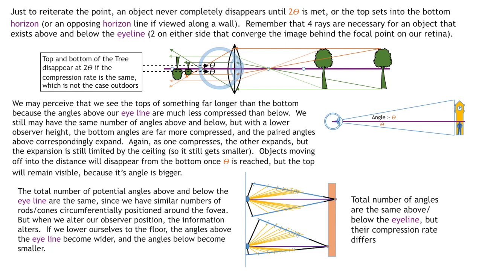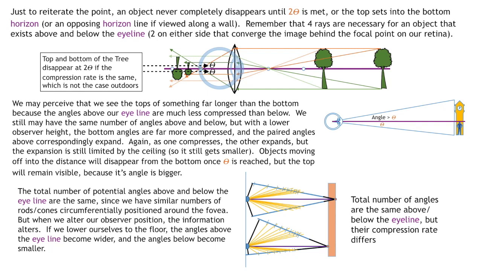And just to reiterate the point, an object never completely disappears until 2 theta is met, or the top sets into the bottom horizon, or an opposing horizon line if we're viewing something along a wall, let's say. But the two common methods would be if 2 theta is met, or the top sets into the lower horizon, since the lower horizon is usually much closer in than the aspects above our eye line. In other words, the floor is usually compressing an object much more than the ceiling, since the ceiling, in the case of the sky, is much higher.